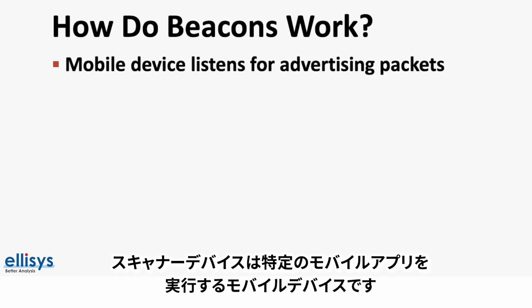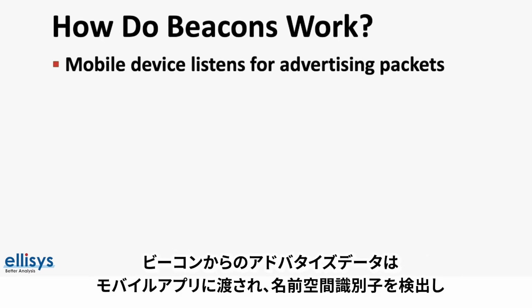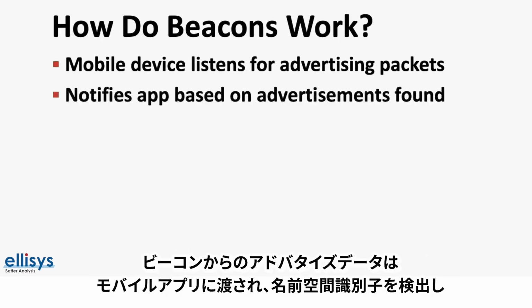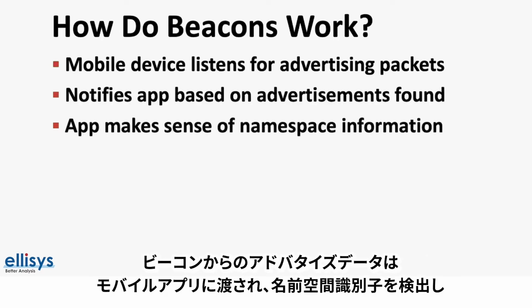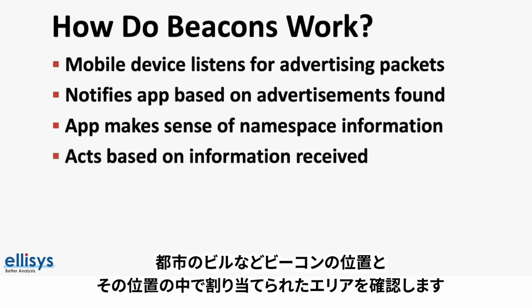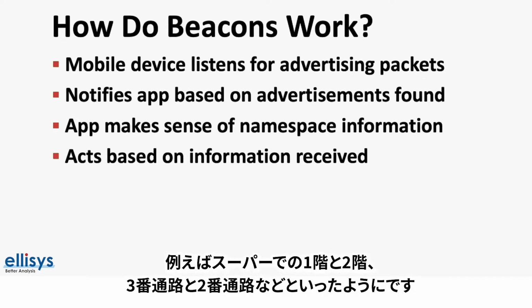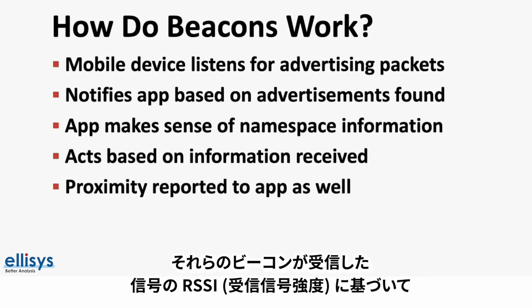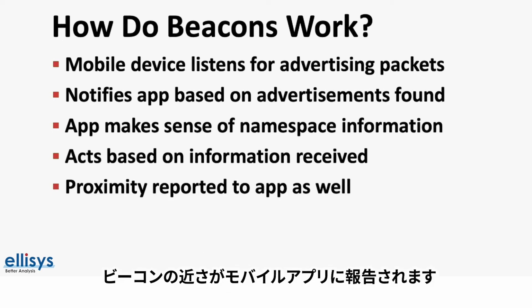The scanner device is usually a mobile device running a specific mobile app. The advertising data from the beacon is passed to the mobile app, allowing it to detect the namespace identifiers to determine the location of the beacon, such as a city, building, etc., and the assigned area within the location, for example, the first floor versus second floor or aisle 3 versus aisle 2 in a supermarket. In addition to that, the proximity of the beacons are reported to the mobile apps based on the RSSI of the signals received by those beacons.